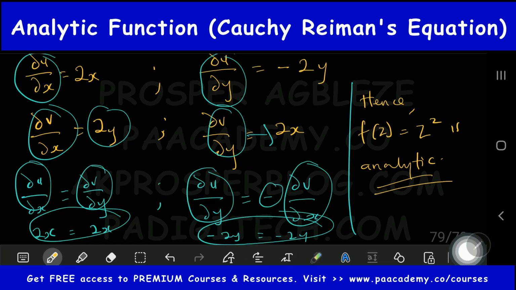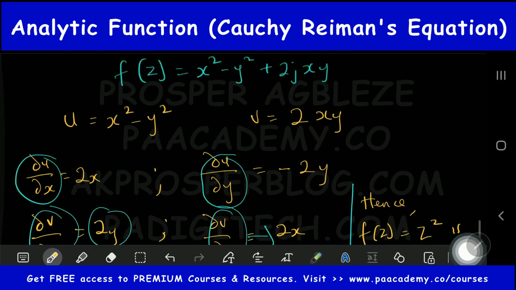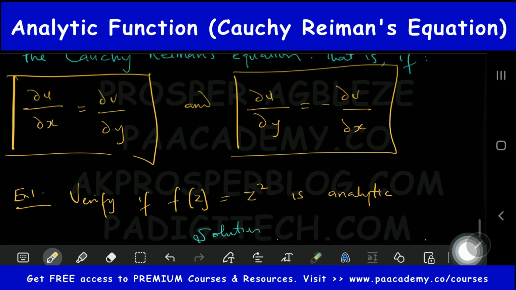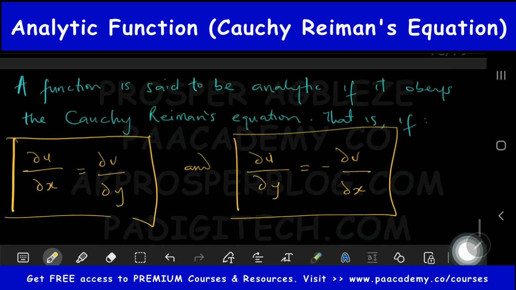Okay, so that is it on analytic function. So this is the first example. We are still going to be looking at two other examples. Okay, so I hope this gives you the basic understanding when we are dealing with analytic function.